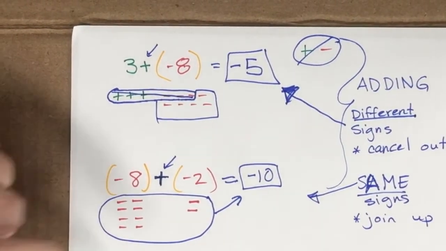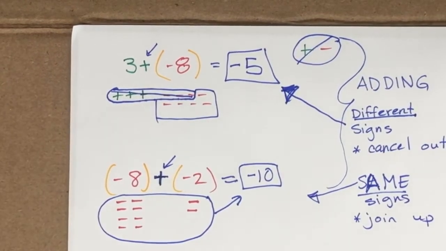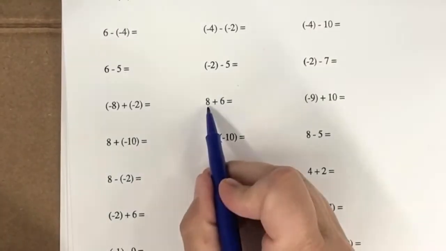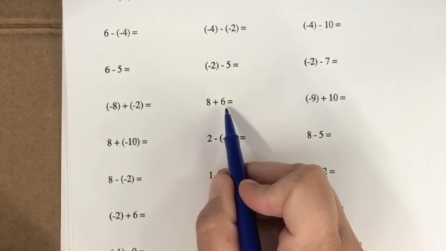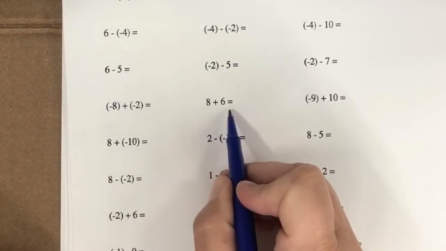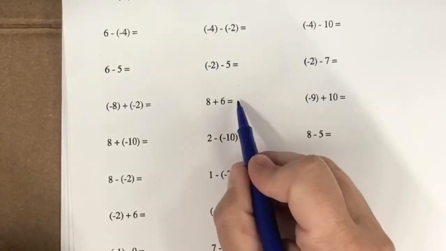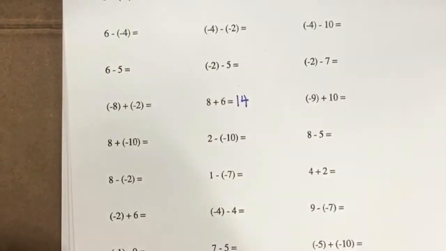And don't get confused. There are some problems on here, don't let simple problems confuse you. For example, right here, it says 8 plus 6. Well, you guys, this is kindergarten, right? This is a +8 plus a +6. They're the same sign, they just join up, so your answer is just +14.